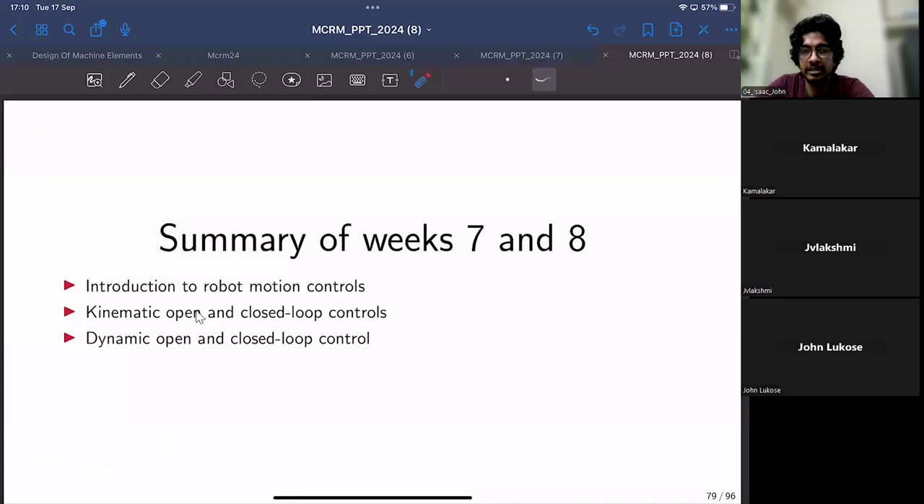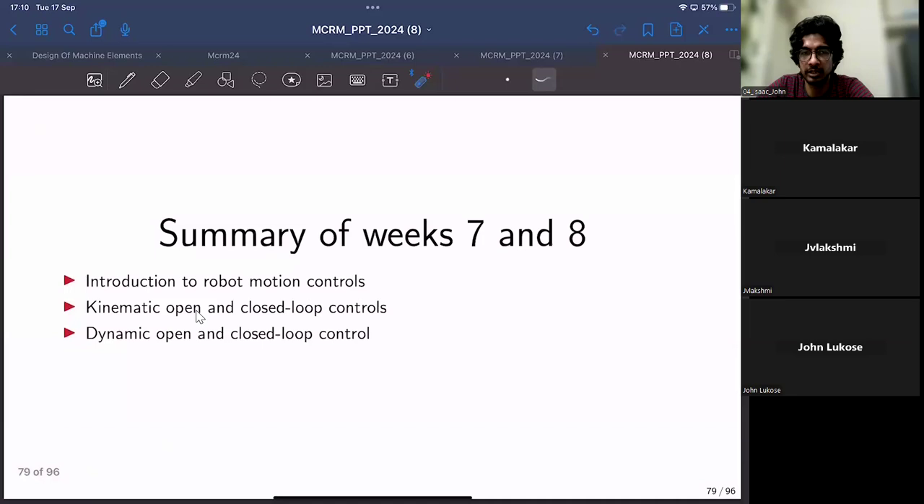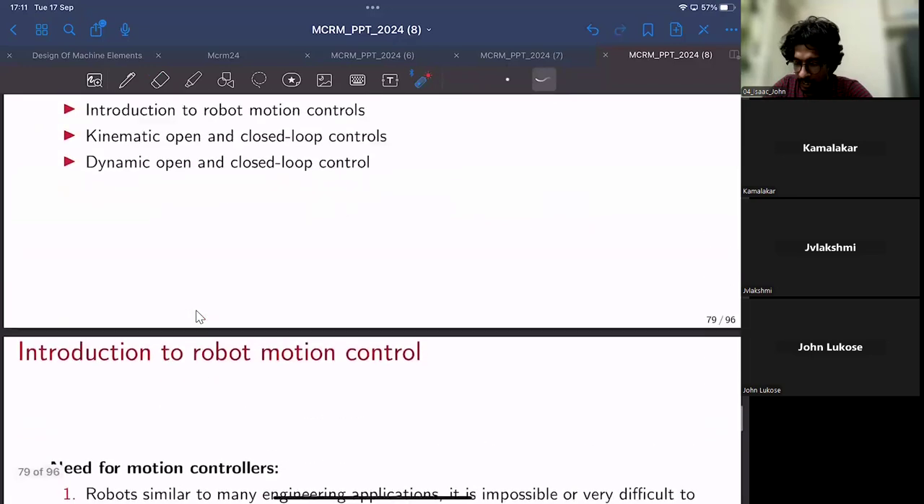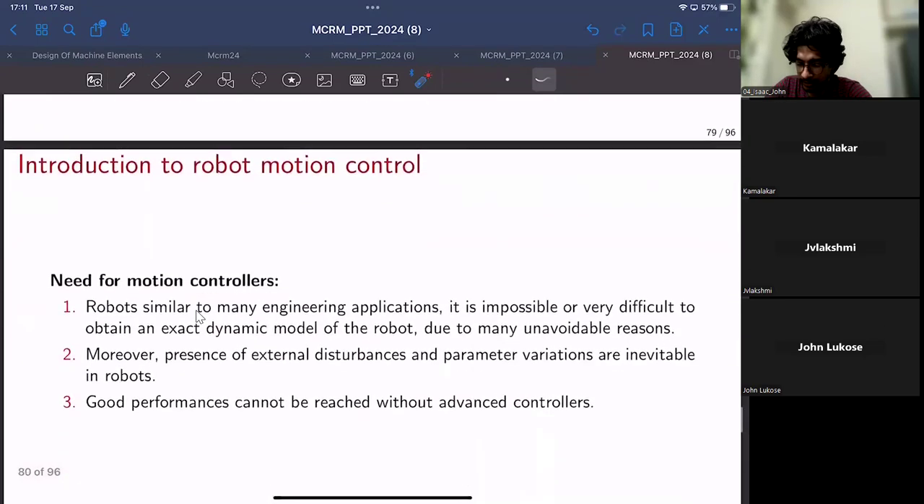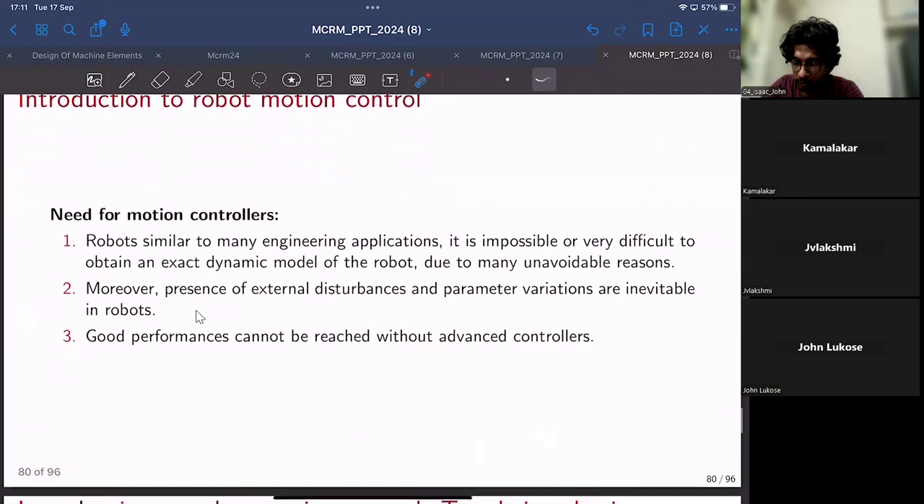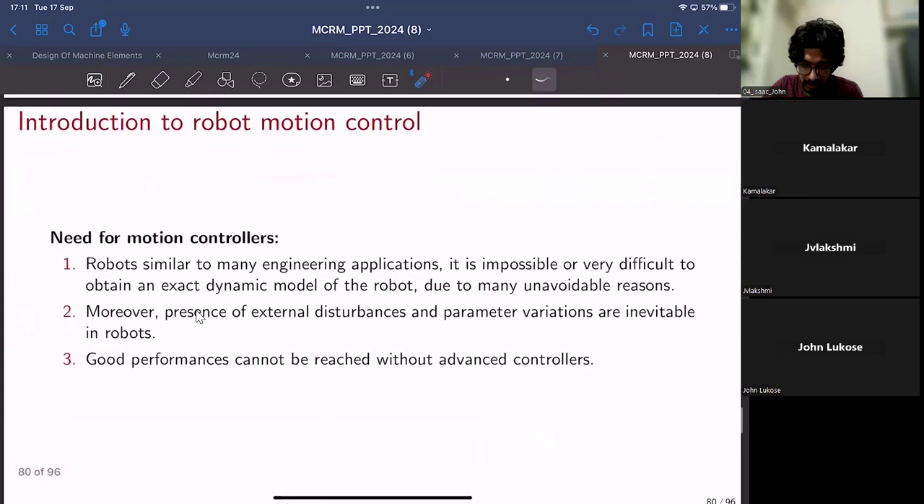Okay, and for weeks 6, 7 and 8, we were mostly discussing motion control, and the main classification that we were discussing was kinematic control. In kinematic control, we discussed open and closed loop schemes. And in dynamic control as well, we have seen similar schemes, both open as well as closed loop. We had this discussion last Saturday. If anyone wants to see that, I would happily recommend those lectures or live sessions.